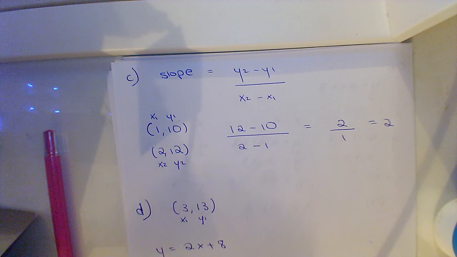Then I have part D. It says investigate whether 3, 13 is on the line, so I need to sub in. So I have x and y. My line is y is equal to 2x plus 8, so I have y is 13 is equal to 2 bracket 3 plus 8. I have 13 is equal to 6 plus 8, and I have 13 is not equal to 14.